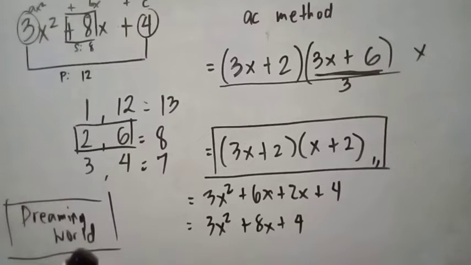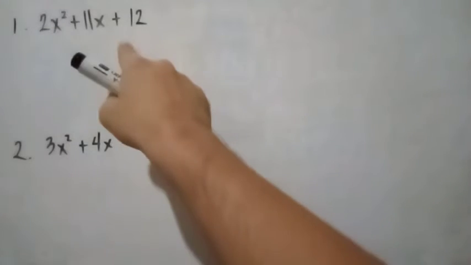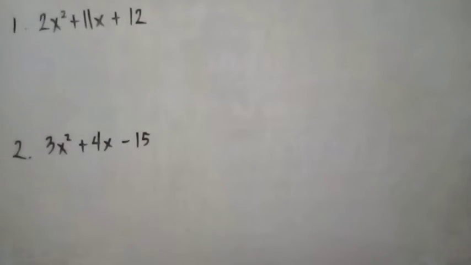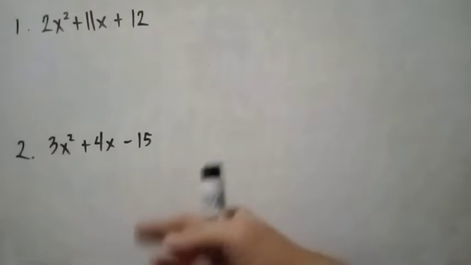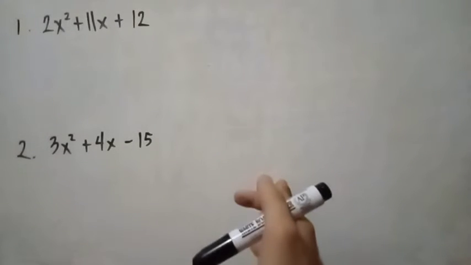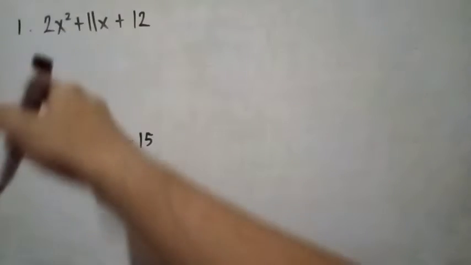Okay? So, meron tayong set of examples na gagawin natin. Number 1, we have trinomial to factor 2x² plus 11x plus 12. Okay, so gagamitin nating method is AC or yung dreaming word. Pwede rin naman gamitin natin yung trial and error. Whichever na mas convenient sa inyo, kayo nang bahala doon. Pero dito, ang gagamitin natin is yung AC method. Okay? So, remember AC method.